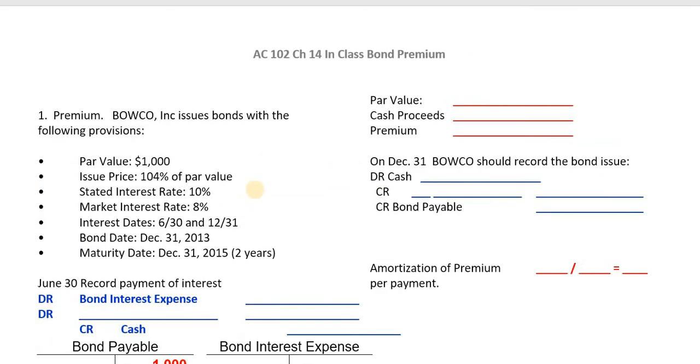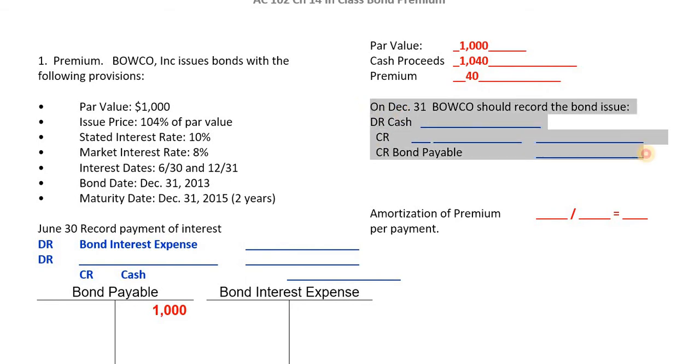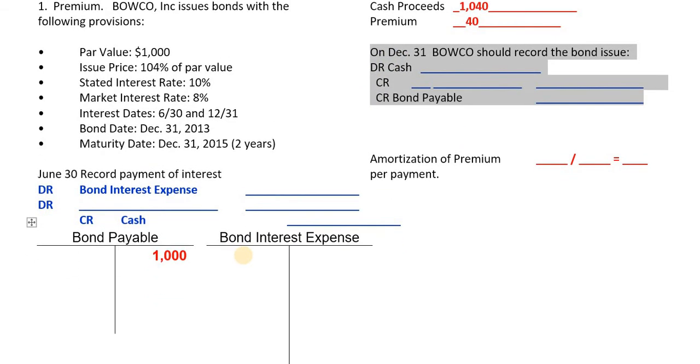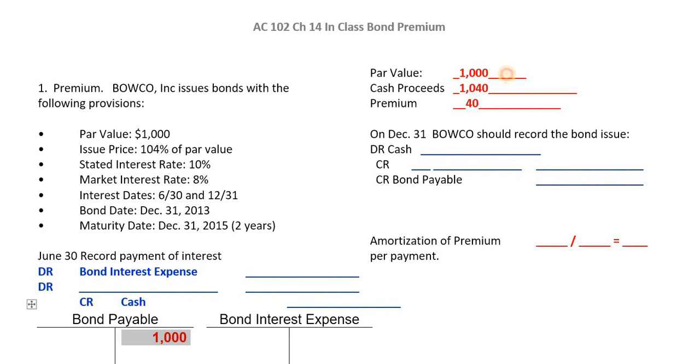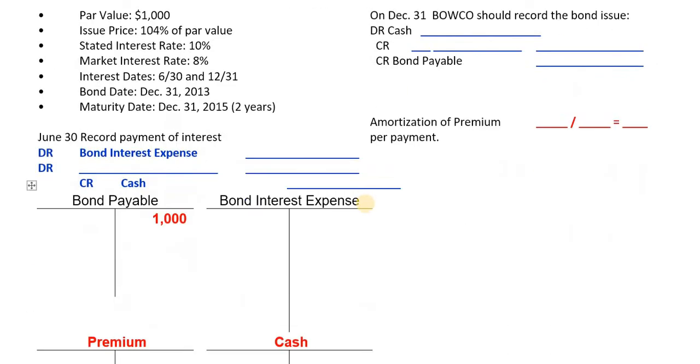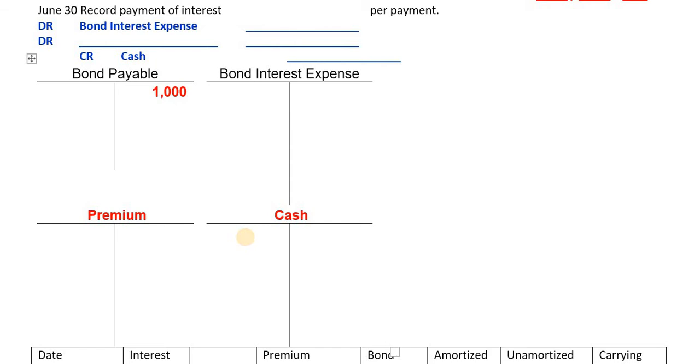So let's work through this. What do we know? We know our par value is $1,000. We know we're going to get cash proceeds of 104% of that, which is $1,040, which means we sold it for a $40 premium. So how are we going to record the bond? Let's record that bond issue. Tell you what, let's go down here first and do it. You can see I got a bond payable for $1,000. That's my par value. My cash proceeds are $1,040, so I'm going to debit cash for $1,040.